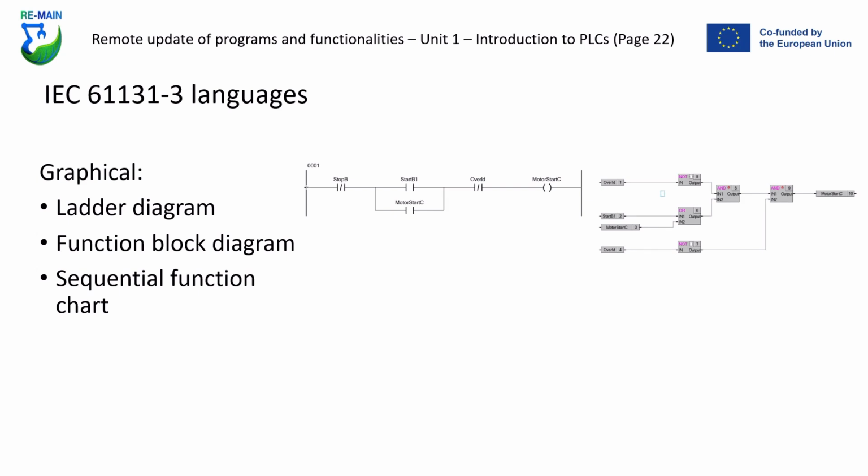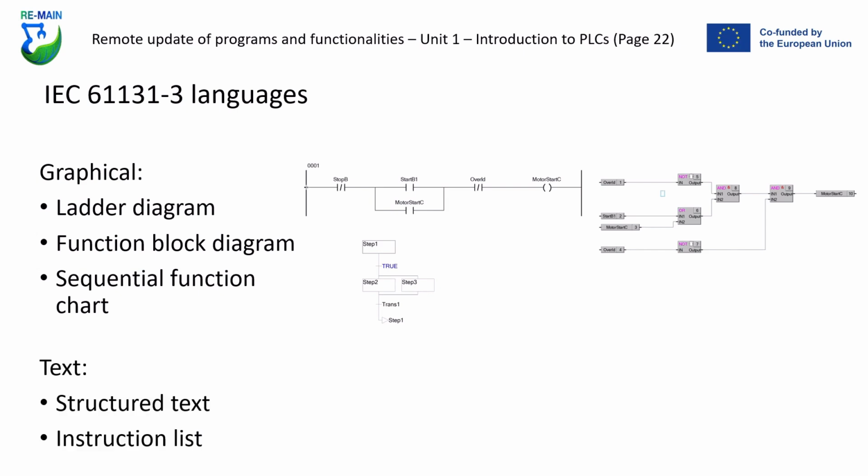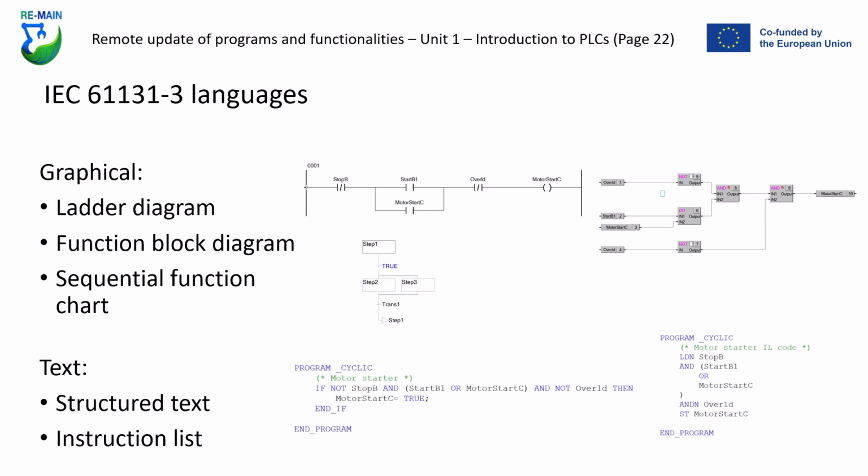The second important graphical programming language is the so-called function block diagram and also the sequential function chart, which is used for sequential processes. The second group are the textual languages. The first representative of the textual languages is the so-called structured text. This is today a very commonly used programming language which is based on Pascal. And the second textual programming language is the instruction list. This is a language based on assembler.